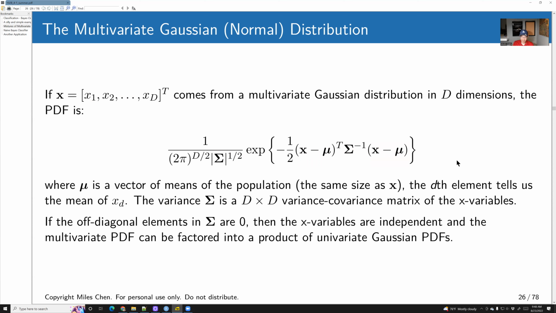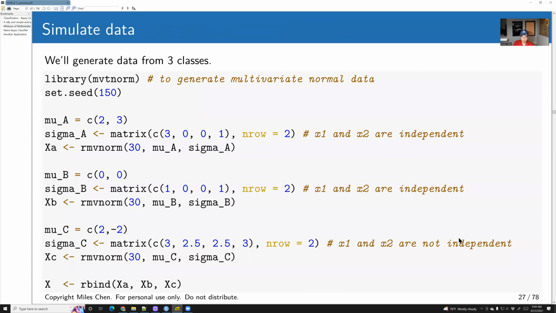Okay, mu is the mean. It's a vector of means, all right? And sigma is a d by d matrix, the variance covariance matrix of the x variable. And if the off diagonal elements in sigma are 0, then the individual x variables within x are independent. And you could then factor the multivariate PDF into a product of univariate normal PDFs as well.